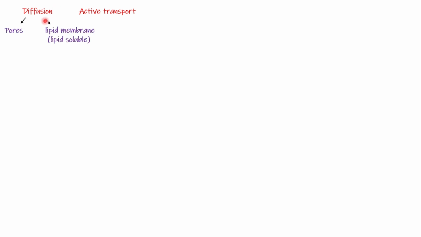In diffusion, if the substance is lipid soluble, then it will simply pass through the lipid bilayer very easily. If the substance is not lipid soluble, or is water soluble, then it has to pass through the pores. So this is diffusion and active transport. Other than these, there is also one other mode of transport, which is endocytosis.